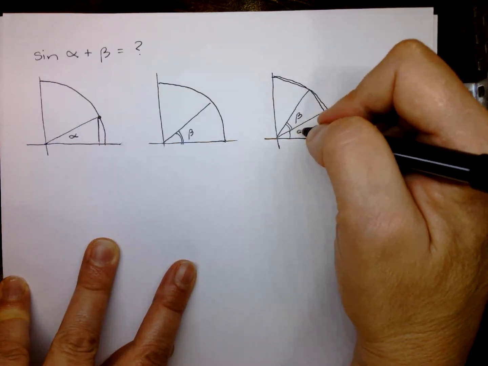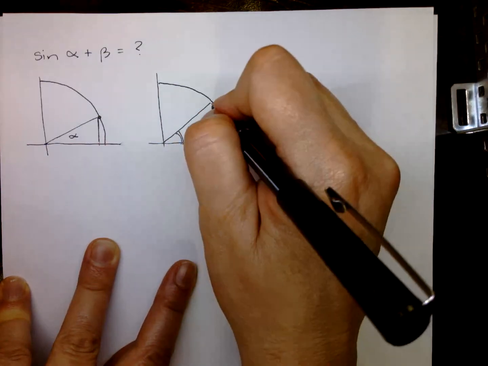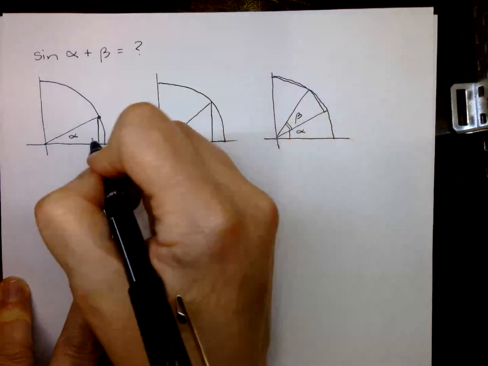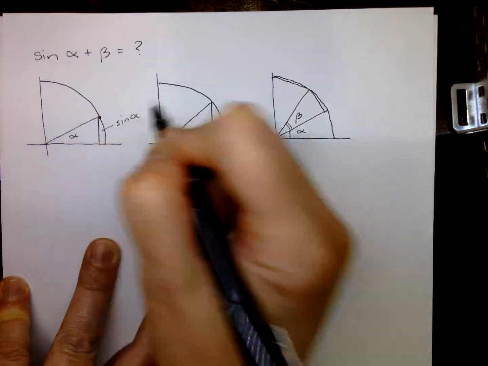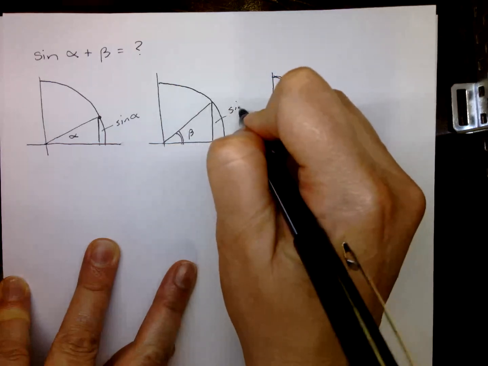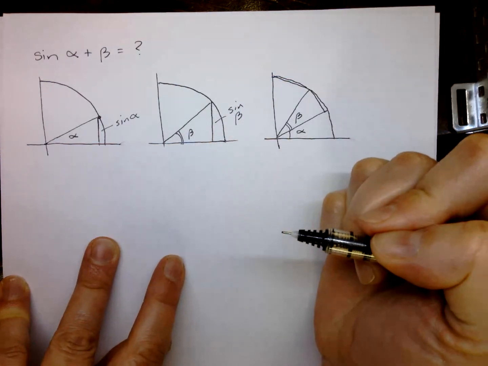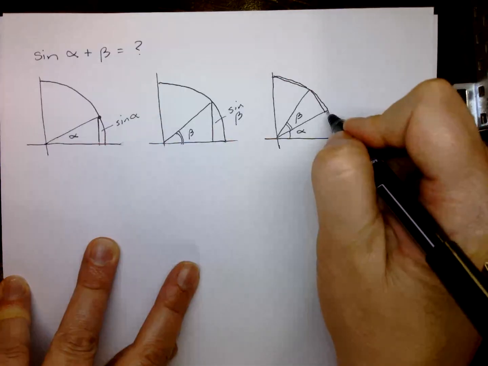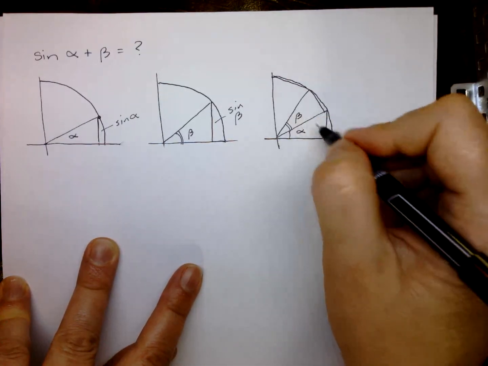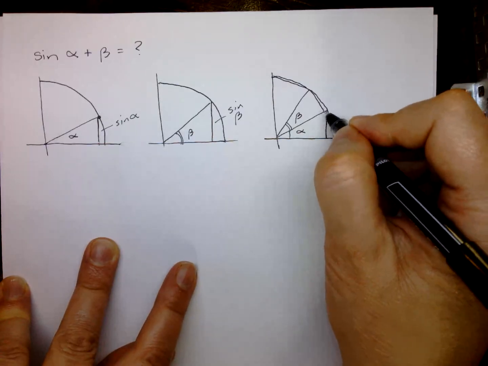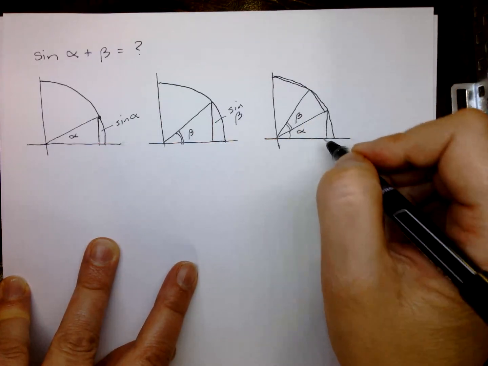What is the sine of this angle? Well, you might think, I just want to go over here and see what the sine of alpha is. So that'll be that. And then I'll see what the sine of beta is, and then I'll just add them together. But maybe you're starting to see that there's a problem there, because we're not just stacking these on top of each other, they're rotating while you add them together as well.